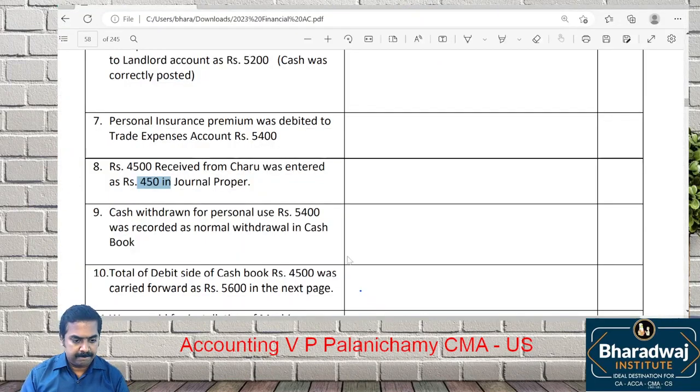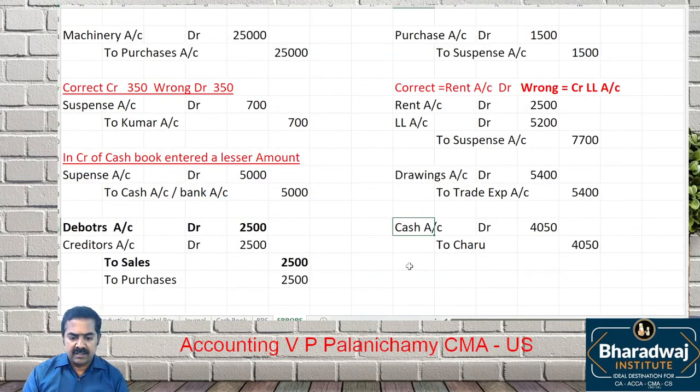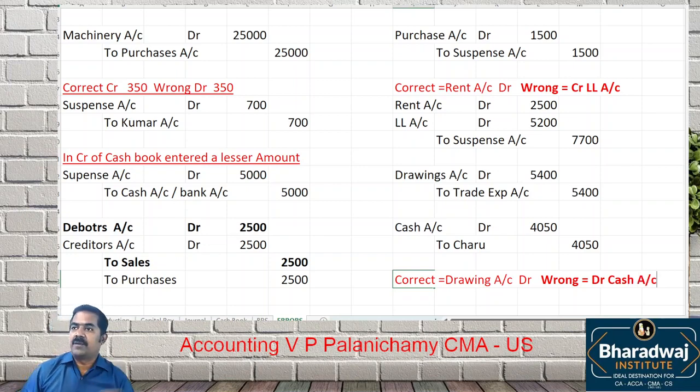Then, cash withdrawn for personal use 5,400 was recorded as which one? Normal withdrawal. What is the correct treatment? Correct treatment should have been drawings account debit. But the wrong treatment is we debited which account? Cash account. Actually, drawings account to bank we should have put. Drawings account to bank. But we entered as what? Cash account to bank.